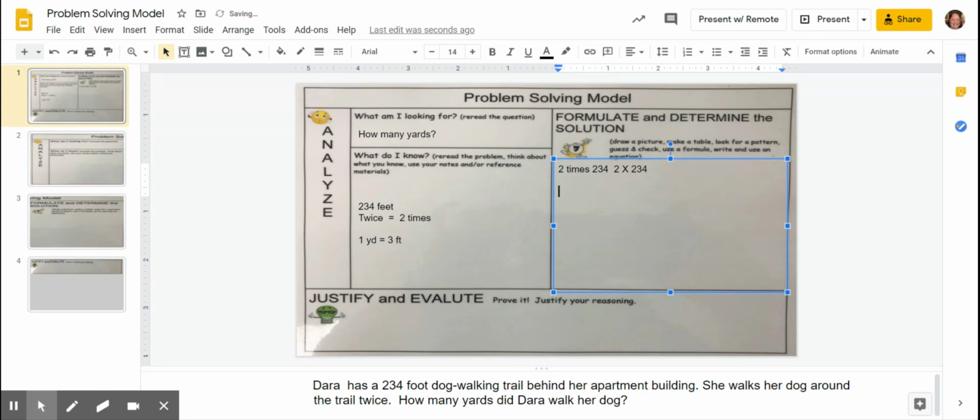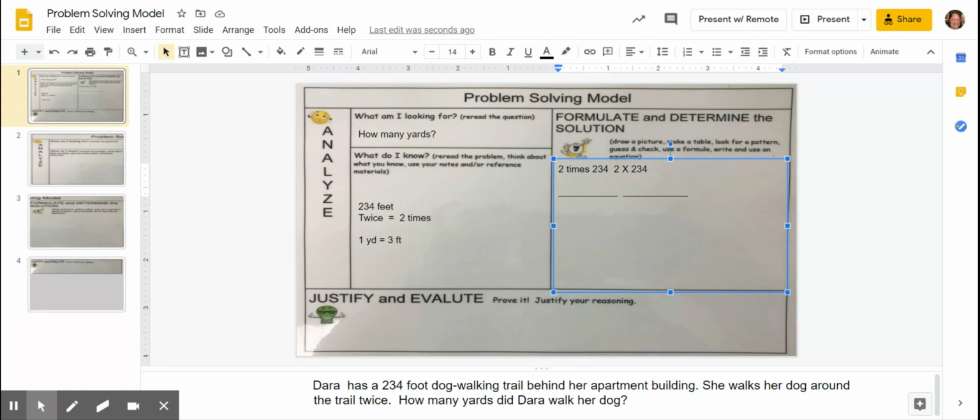Others of you are going to see a picture in your head. That's what I do a lot of times. I see pictures in my head. And so I'm going to think, here's the path once, and here's the path twice. And then I'm going to go back and write 234 on each of those because it's 234 feet each time she goes.